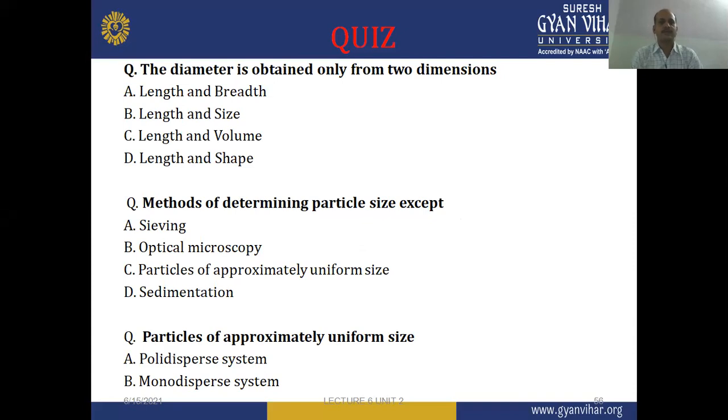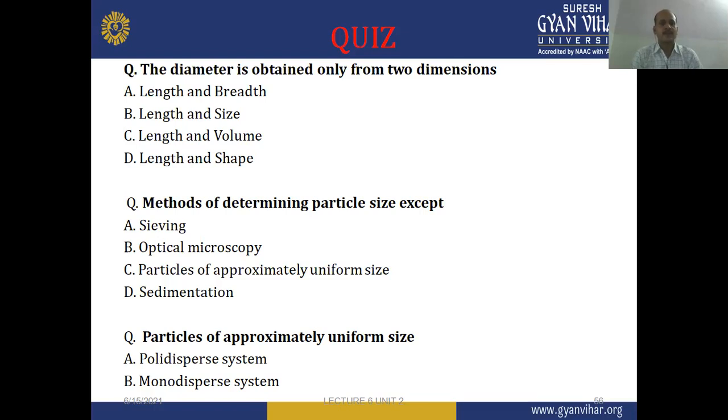Question number 1 is given here. The diameter is obtained only from two dimensions. Option A is length and breadth. Option B is length and size. Option C is length and volume. Option D is length and shape. The diameter is obtained only from two dimensions, as we discussed in our optical microscopy method also. So we have to select the suitable option for this question.